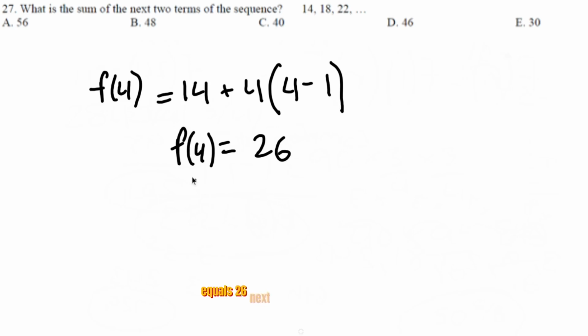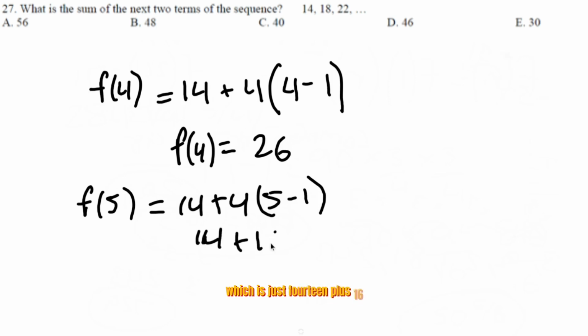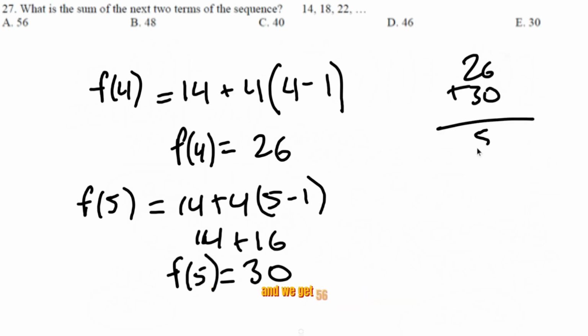equals 26. Next, we need to find out f of 5 because that's the next term. So f of 5 equals 14 plus 4 times 5 minus 1, which is just 14 plus 16, which is just 30. So now we know that our f of 4 is 26 and our f of 5 equals 30. So now we just have to add up 26 and 30, and we get 56.